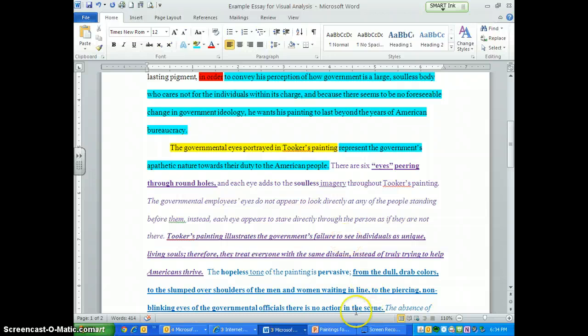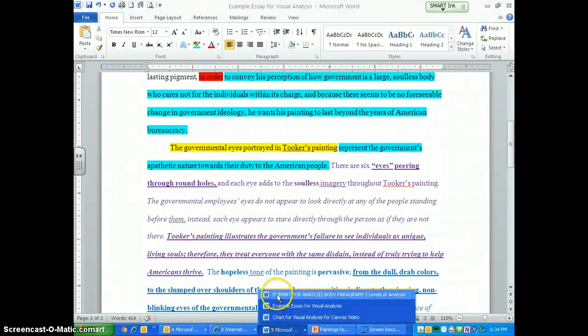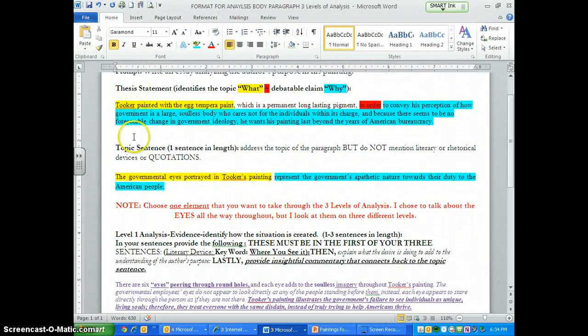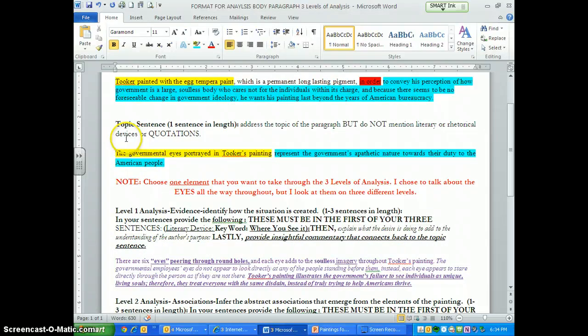Okay, now let's talk about the 3 levels of analysis. Just stick with me, okay? So you have your thesis statement. You're going to write a topic sentence, and in your topic sentence, it needs to connect back to the thesis statement like we've talked about before, but also introduce what topic you're going to be talking about. For me, I talk about the eyes all the way throughout, but I talk about them on 3 different levels.